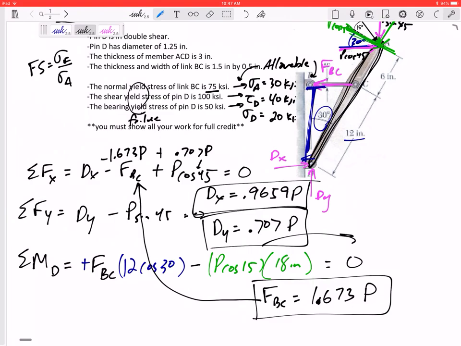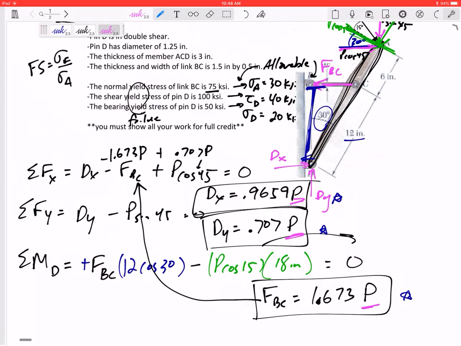I boxed those in, but I really shouldn't have because those aren't my final answers. But I have done the best I could to get the forces that are acting at the pin and the force that's acting in member BC. And I'm going to write those in terms of P and then move on. So if it's a problem like this where you don't know all the forces, you're not going to have enough equations to solve for everything right away. You're still going to have one variable, this force, that's in your equations.